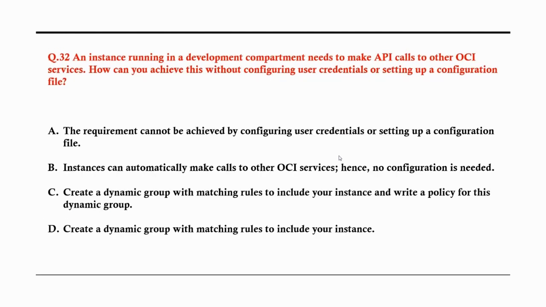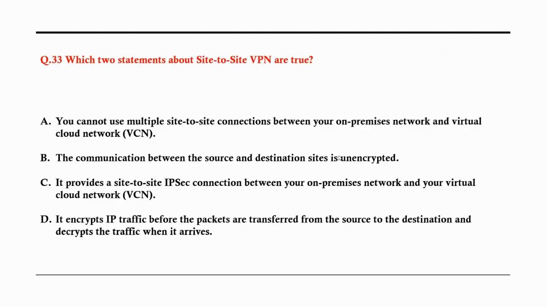Question 32. An instance running in the development compartment needs to make an API call to another OCI service. How can you achieve this without configuring user credentials or setting up the configuration file? The answer is C. With the help of a dynamic group, you can do that. C states: create a dynamic group with matching rules to include your instance and write a policy for this dynamic group.